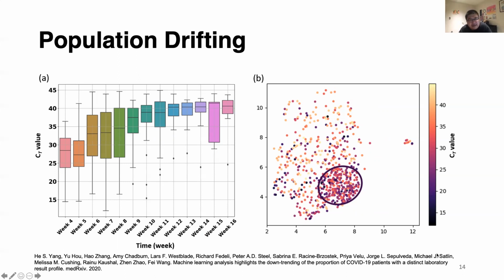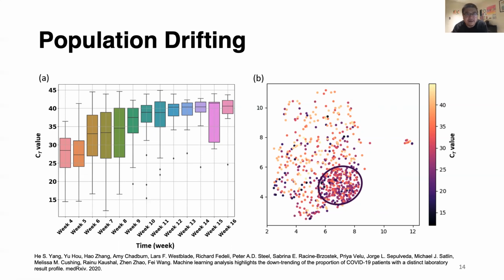This is a figure showing the change of the CT value of patients in our hospital who were SARS-CoV-2 positive. As you can see, over time there are some changes in the patterns of the CT values. This is a UMAP embedding of all the positive patients from March to June. We embed them, of course, using their lab test profiles, and we color them according to their corresponding CT values.